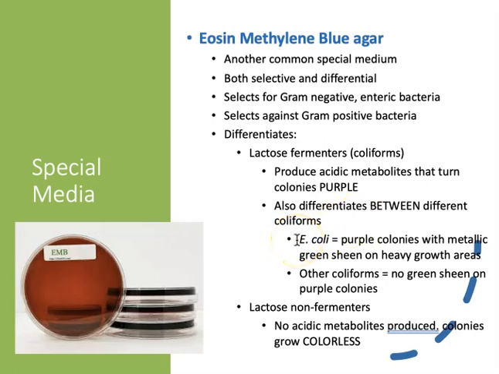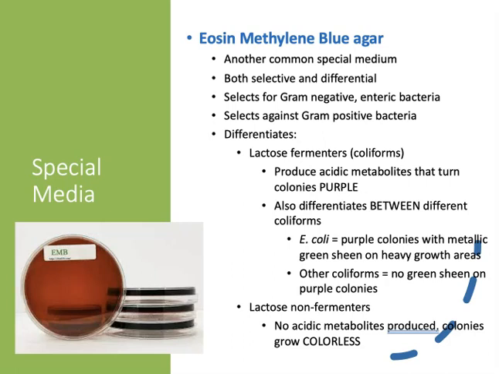When E. coli grows on EMB, E. coli is a lactose fermenter, a coliform. It will grow as purple colonies, but those purple colonies are going to have a very distinctive metallic green sheen on them. Now, that green metallic sheen is going to be best seen in areas with heavy growth. I'll show you what I mean in just a minute. Other types of coliforms are going to grow as purple colonies without the sheen.